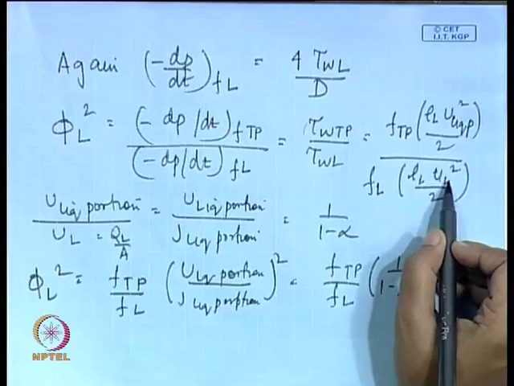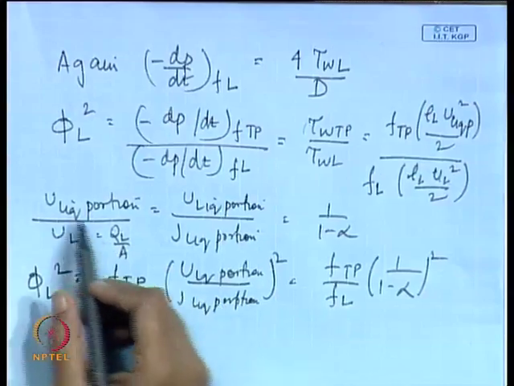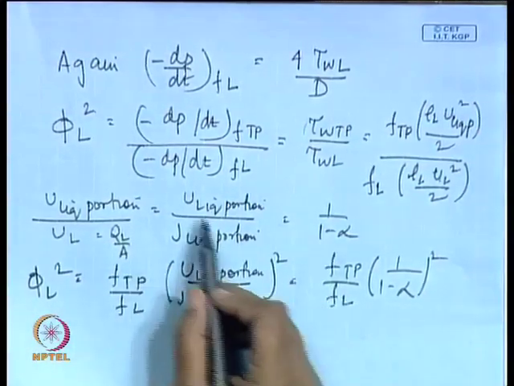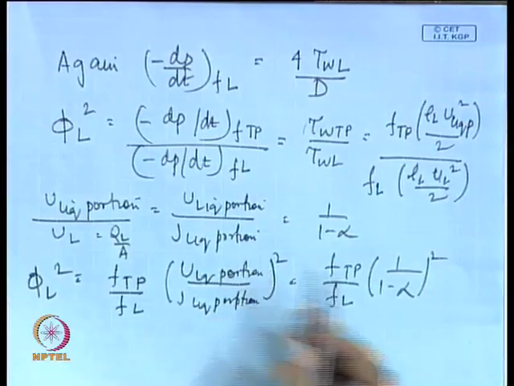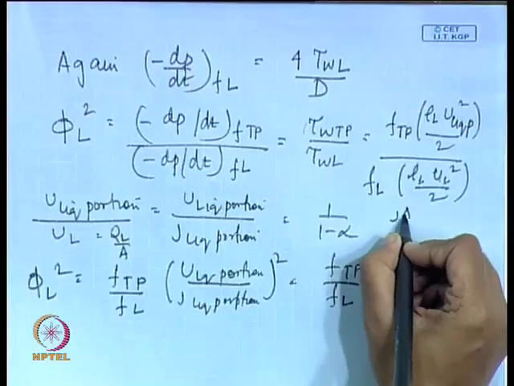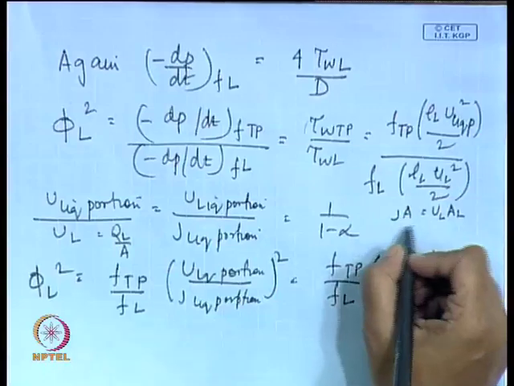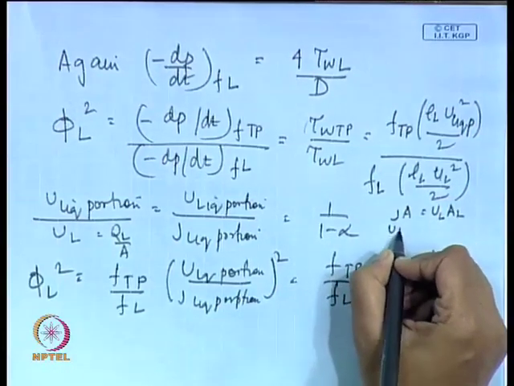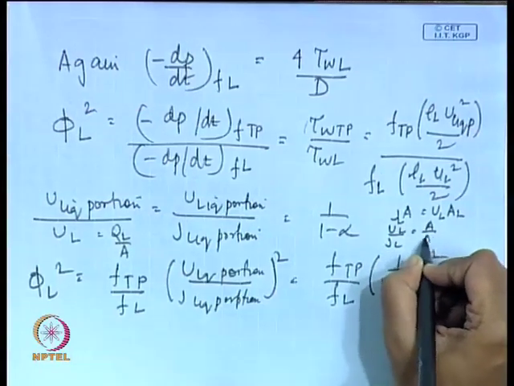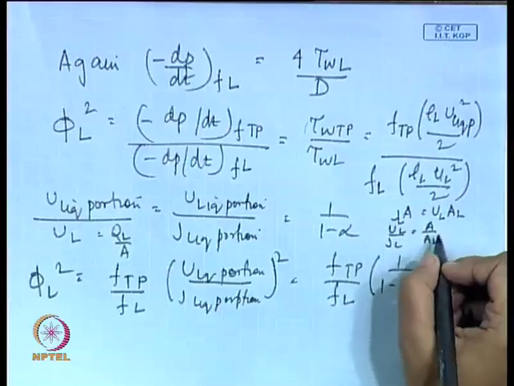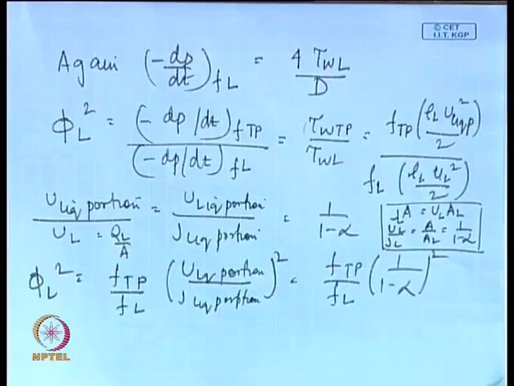volumetric flux or the superficial velocity, which is nothing but q L by A. Agreed. So, therefore, we find that u liquid portion by u L is nothing but u liquid portion by J liquid portion, yes or no? And then, do we know? We know J, the volumetric flux into area, is nothing but u L by A L. Do we know this? Or in other words, u L by J L is nothing but A by A L, yes. And what is this A by A L? This is nothing but 1 by 1 minus alpha.